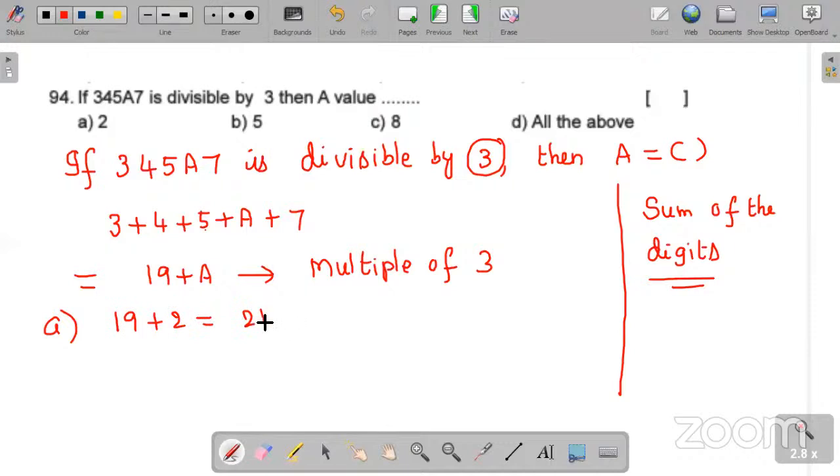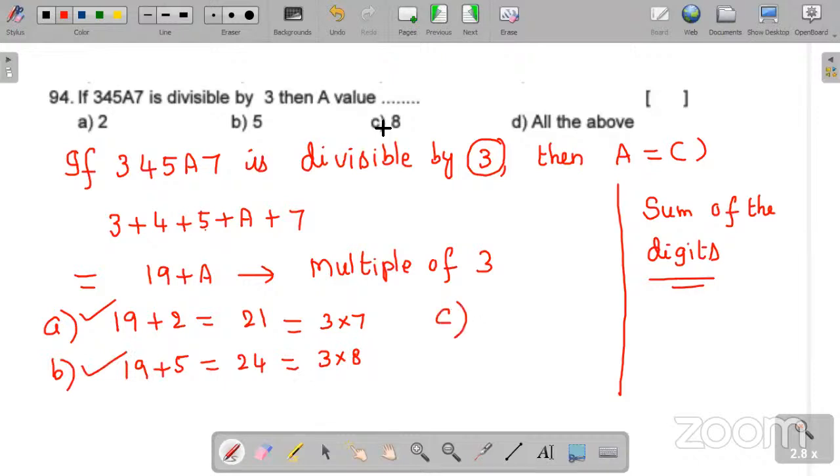Yes, 21 is divisible by 3 because this can be written as 3 into 7. Yes, this is also a correct answer. Go for B. Substitute 5. 19 plus 5 is actually 24. 24 we can also write as 3 into 8. Yes, it is also divisible.